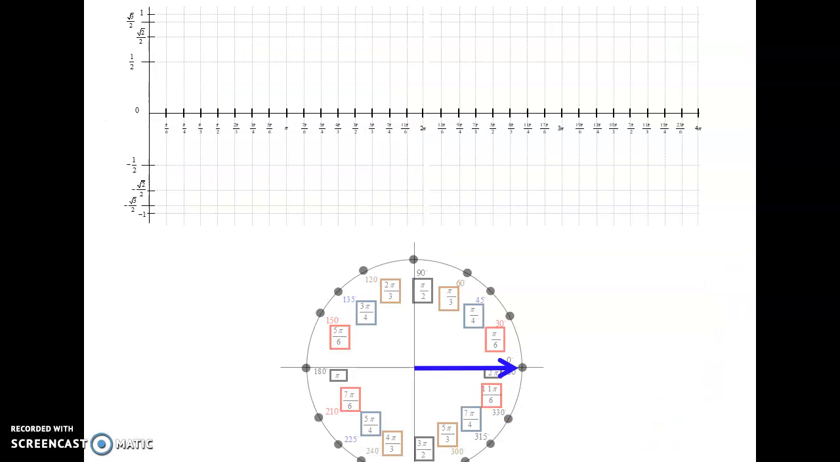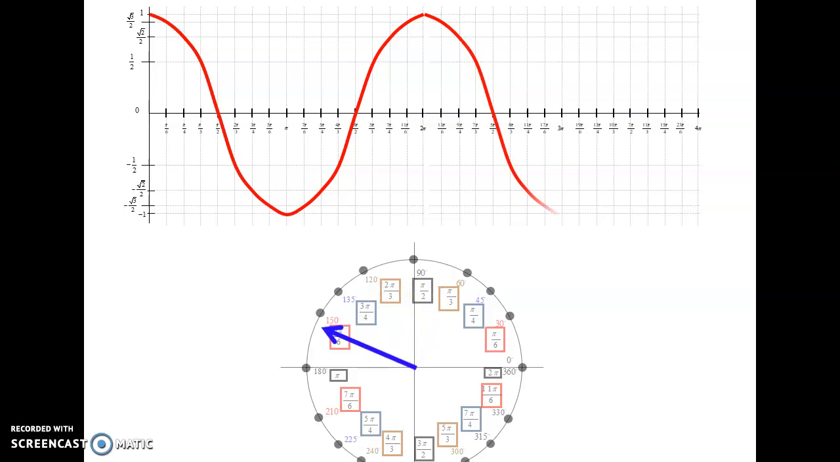Now, one thing we would like to show you is that is one period. So 0 to 2 pi is one period of the sine graph. If we kept going around the unit circle, you can see as we go around the unit circle, the graph keeps going. You get to 2 pi. If we kept going around the unit circle some more, this graph would just repeat itself.